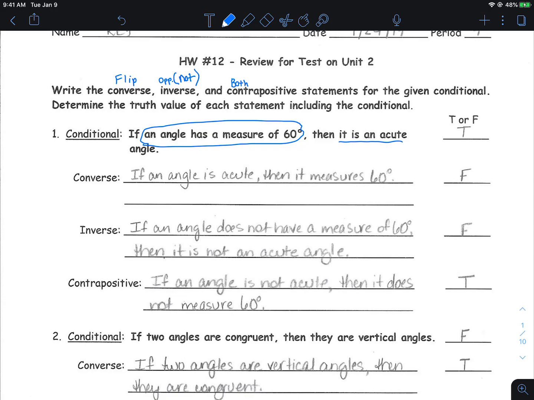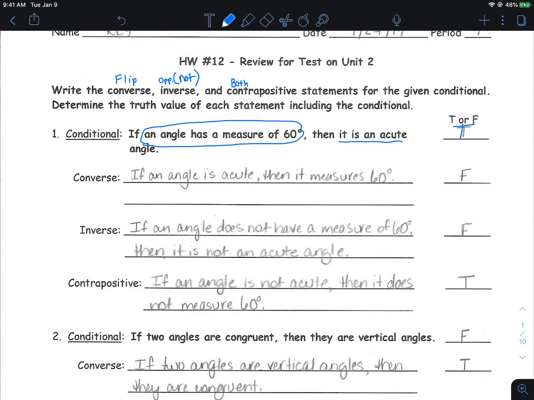Okay, and then you can go and do the truth value of these here. So let's go through those. The conditional, if an angle has a measure of 60, it is an acute angle. That's true, based off of how we define an acute angle. An acute angle is less than 90. Now, if you do the converse, if an angle is acute, then its measure is 60. That's not always true, because you could say, what if the angle is like 58 degrees or 37 degrees or something like that. So that one was false.